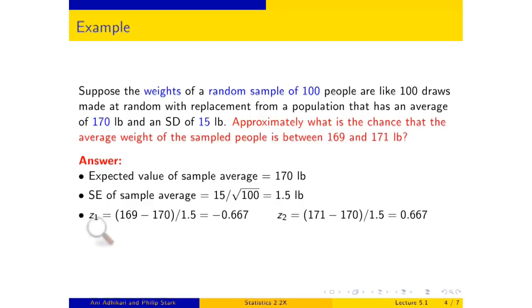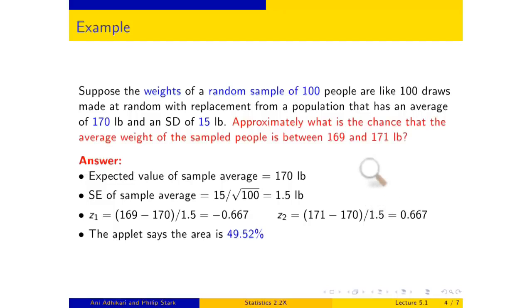So what we have is the first endpoint in standard units is minus 2/3 and the second one is plus 2/3, and you want the area between those two numbers under the standard normal curve. So you go to your applet and it says that the chance is just under a half.